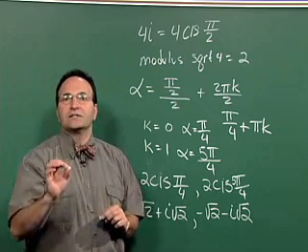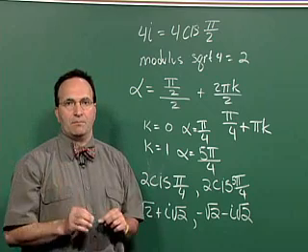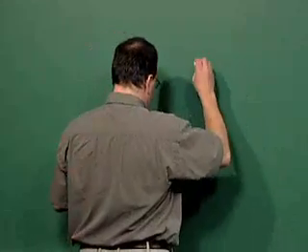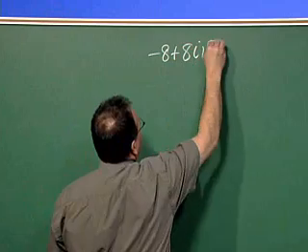Let's try an example which finds the fourth root of a complex number. Find all fourth roots of negative 8 plus 8i square root of 3. Write the roots in rectangular form. Once again, the first thing we're going to want to do is change it to its polar equivalent. So take negative 8 plus 8i square root of 3.